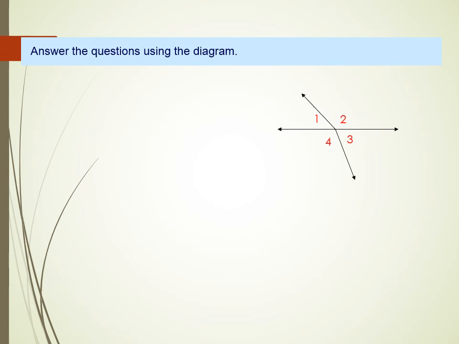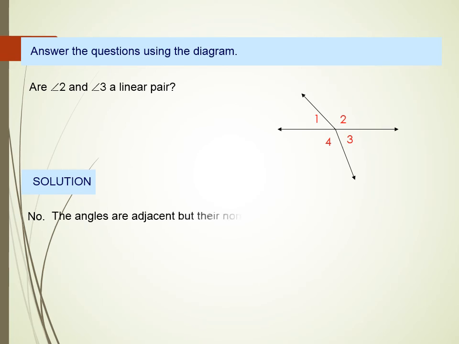Okay, now you're going to be answering some questions using this diagram. And we're going to use the same diagram throughout these questions. Are 2 and 3 a linear pair? All you have to do is answer yes or no. I'll give an explanation, but yes or no. What do you think? No. Notice they don't form a straight line. There's not opposite rays. That one's crooked.